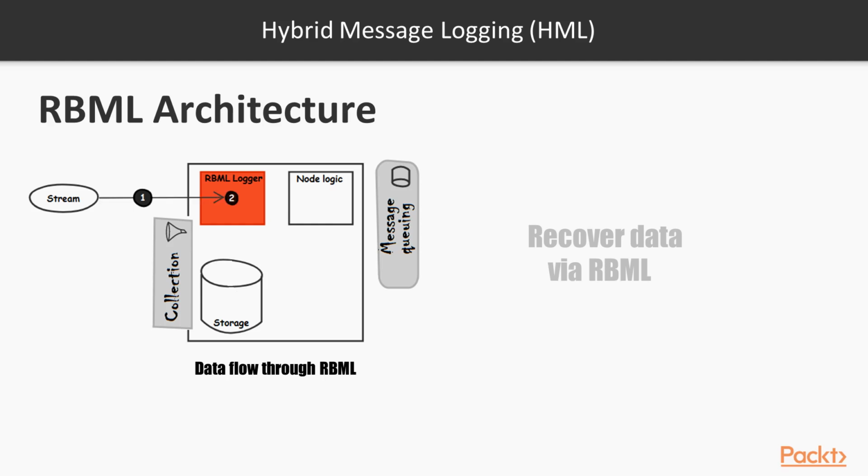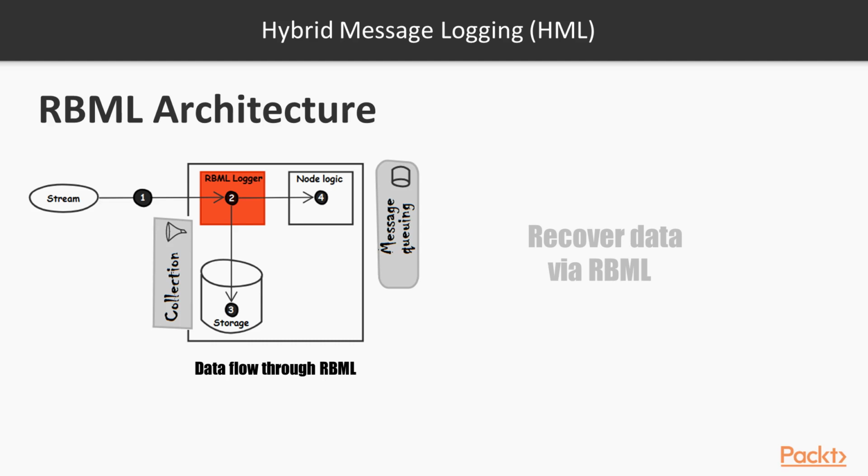The message hits the RBML logger as the entry point in the collection tier. So the RBML logger gets the message from the data producer. Further, the RBML logger sends the message to the stable storage, so the message is written to this storage. Notice that so far no action was taken on this message. It was written to the storage as fast as possible. Now that the message was saved, it can be passed to the collection tier business logic.